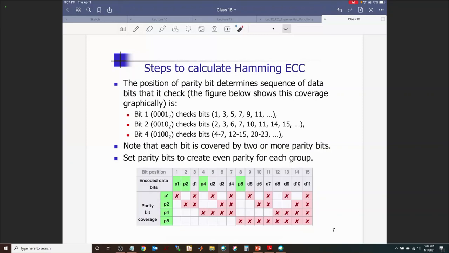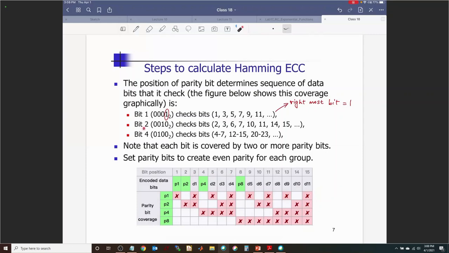What is so unique about these numbers 1, 3, 5, 7, 9, and so on? Well, for all those numbers, the rightmost bit in binary is a 1. Rightmost bit equals 1. 1 is 1, 3 is 1, 1, 5 is 1, 0, 1, 7 is 1, 1, 1, 9 is 1, 0, 0, 1. The rightmost bit is always 1 for all those positions. That's what P1 is doing. It is covering all of the odd positions.